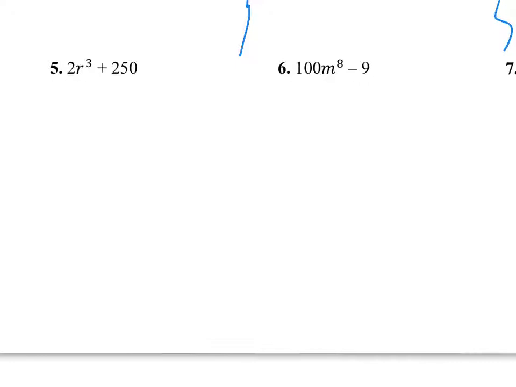For number 5, there's a GCF of 2. If we take out 2, we're left with r cubed plus 125 in the parentheses. Okay, so here's how you factor a sum of cubes. Now recall, a sum of squares is not factorable, but a sum of cubes is. When you have a sum of 2 perfect cubes, it always factors to a binomial and a trinomial.